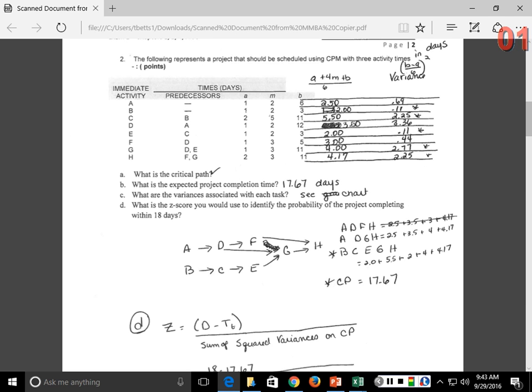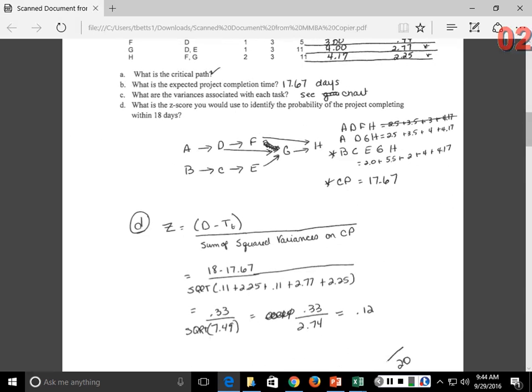And then you're asked to calculate what are the variances associated with each task, okay? And variance is calculated by B minus A divided by 6 squared, okay? And they should have been, A should be 0.69, B 0.11, C 2.25, D 3.36, E 0.11, F 0.44, 2.77, and 2.25.